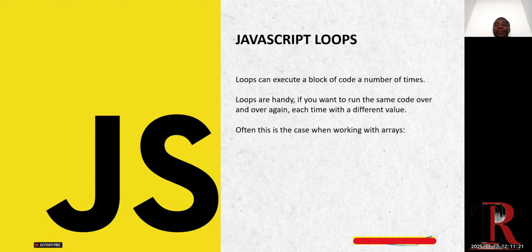Perhaps it might be a different area, different section of your application or program. So you can use loops in order to achieve this. It can save you a lot of repetition and manual ways of getting a result. Loops are handy if you want to run the same code over and over again, each time with a different value.